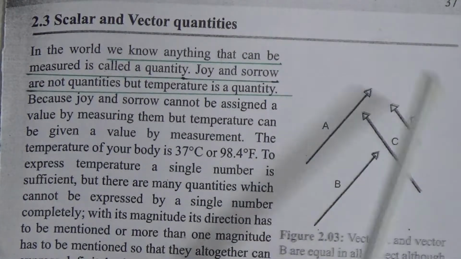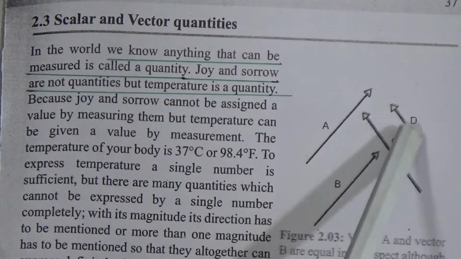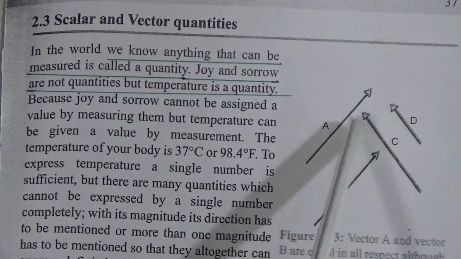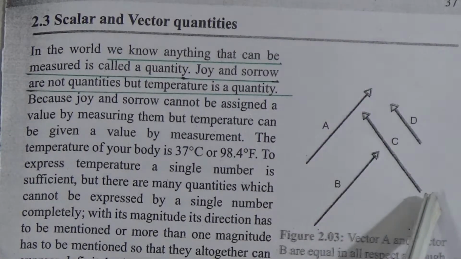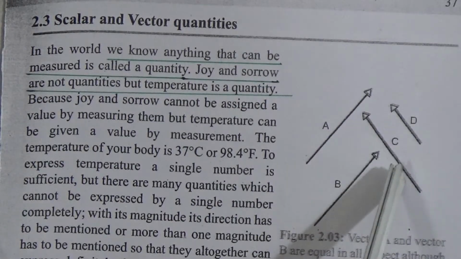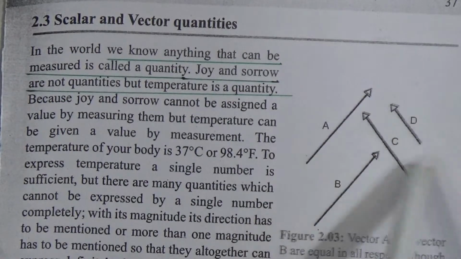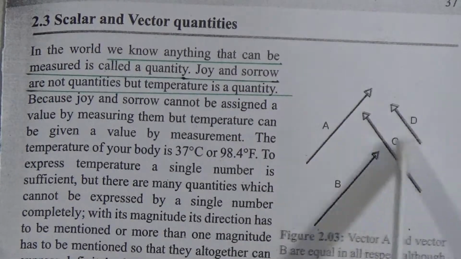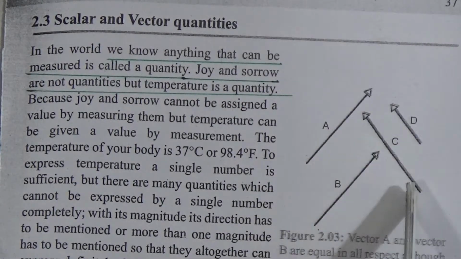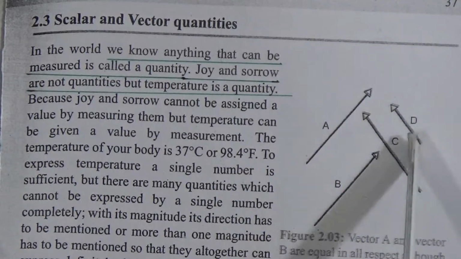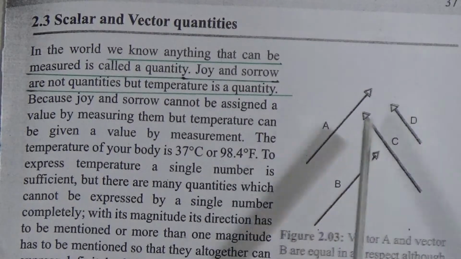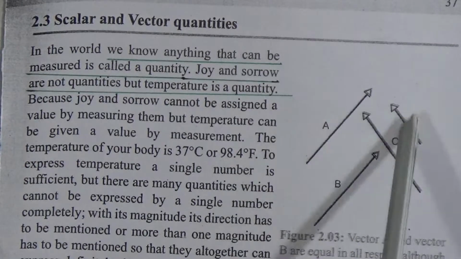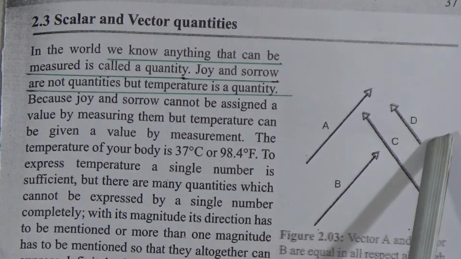Now vector D is different. D is different from C because the direction is the same but their magnitude is not the same. Look at the picture, C and D. These two vectors' direction is the same, but the C vector is long and the D vector is shorter than C. So we can tell the magnitude is not the same.